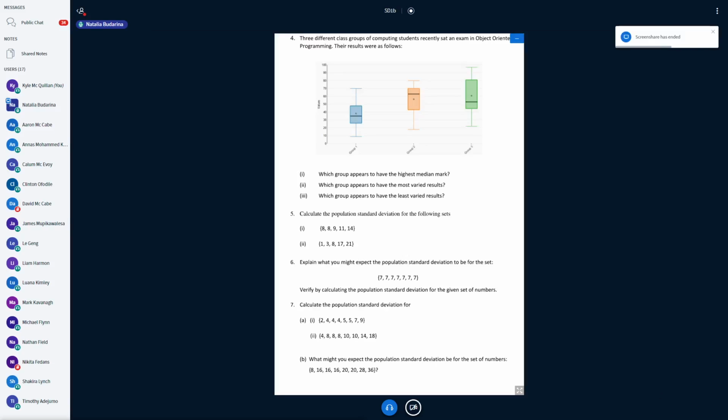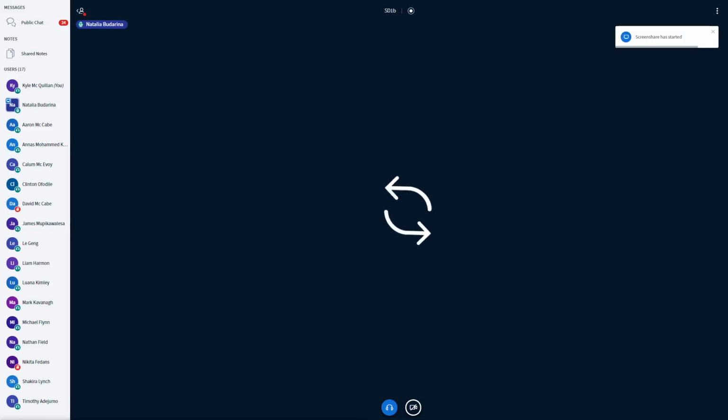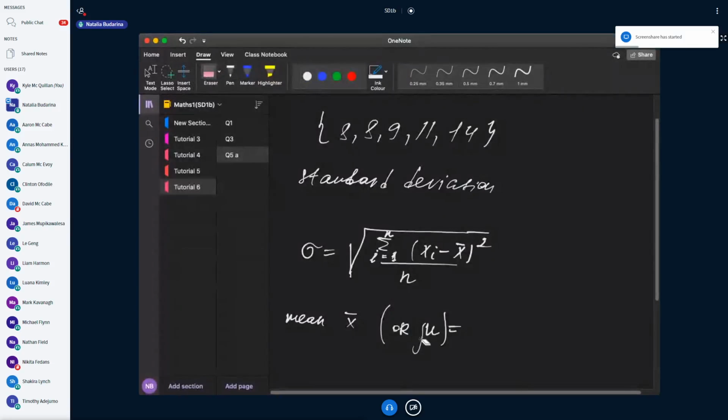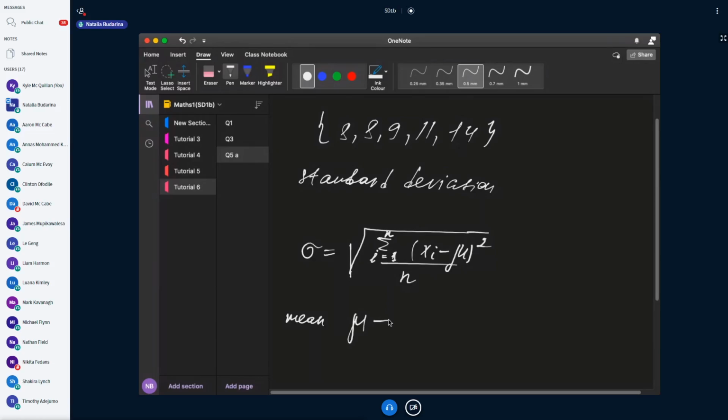Okay, please stay with me a few more minutes. So I will rewrite this using mu, so we use only one notation and it's not mixed in your head: xi minus mu. How do we find mu? Mu is the mean, the sum of all xi divided by n. So we have h plus 9 plus 11 plus 14, divided by 5. This is how we find the mean.